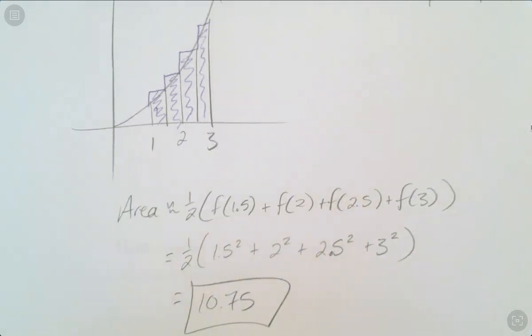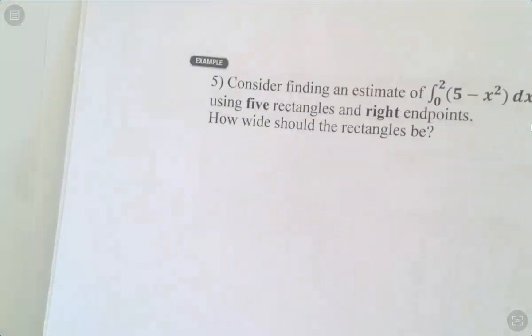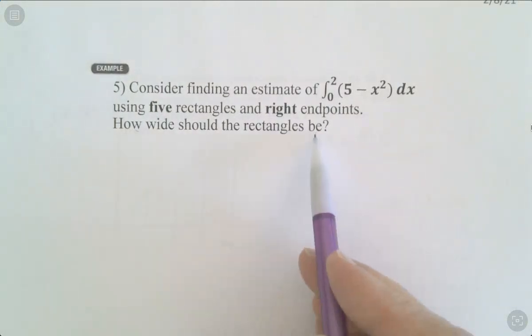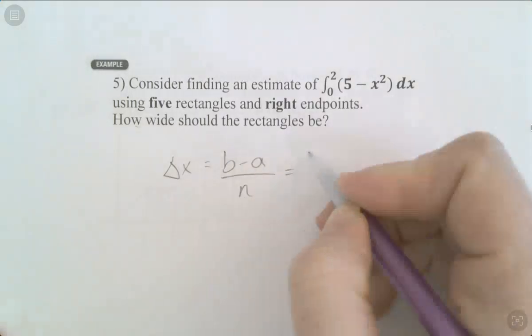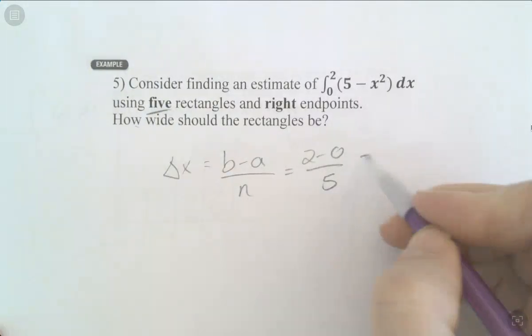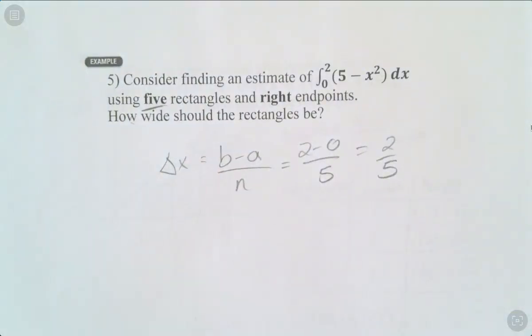So for the last one, I just want to talk about the width, which we're calling delta x. We're not actually going to calculate the area, it just says how wide should the rectangles be. So again, it's just b minus a divided by n. So that's 2 minus 0 divided by 5, since that's 5 rectangles. So the width there would be 2/5. So you can see that in reality, some of this can get really tedious because then you'd be doing 2/5 times a bunch of values there.